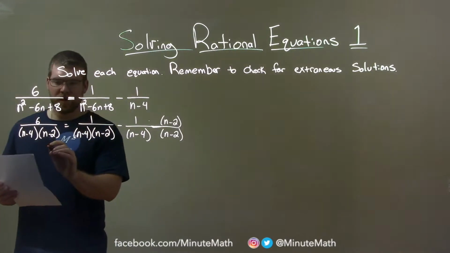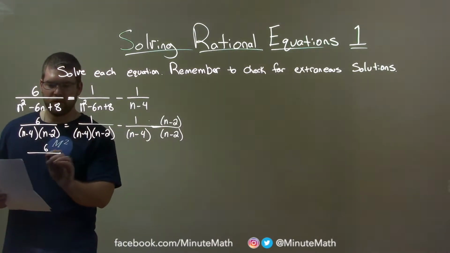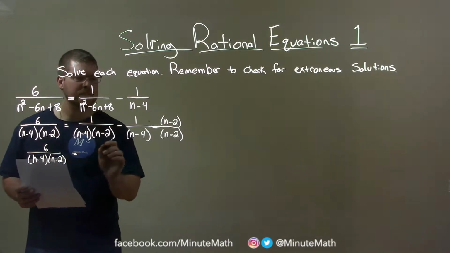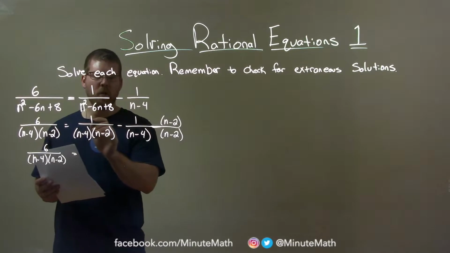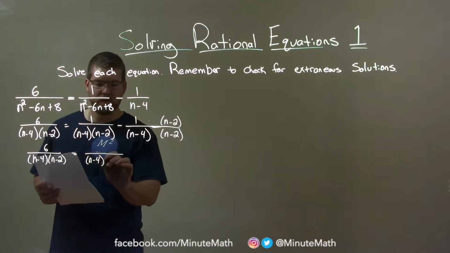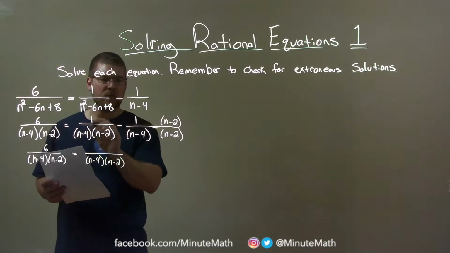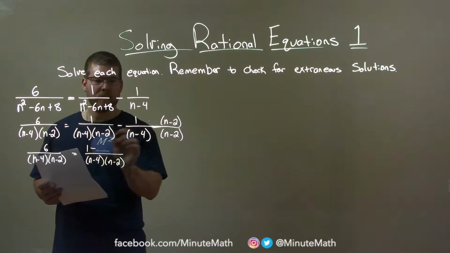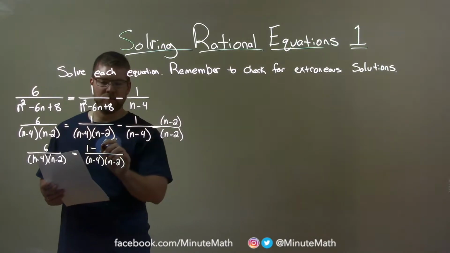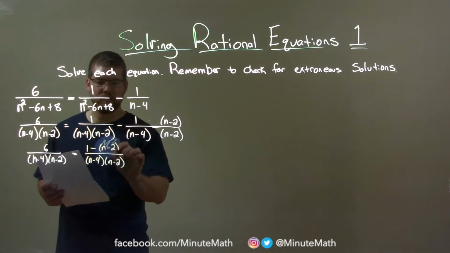So, left-hand side, to keep the same, 6 over n minus 4 times n minus 2. Right-hand side, though, the denominator is the same, n minus 4 times n minus 2. But the numerators, we have 1 minus, and we're subtracting, don't forget, the numerator, and that's the n minus 2 here. So n minus 2.